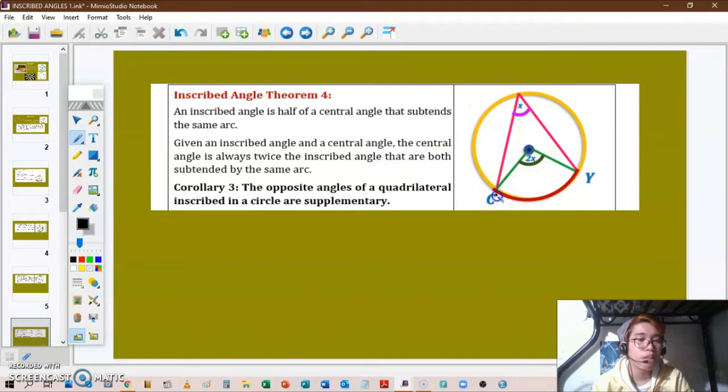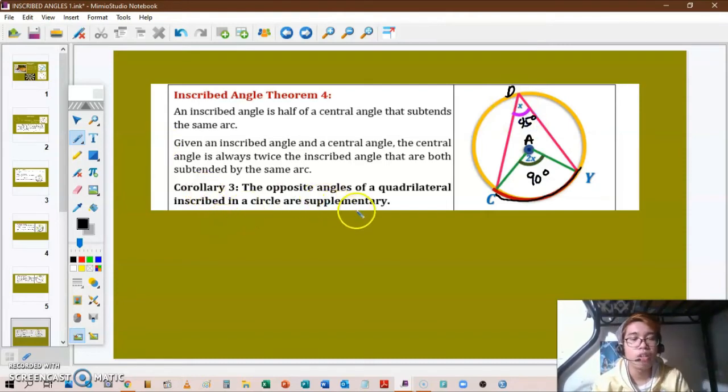Let's say, for example, we have arc CY, and we have point A at the middle. If angle A measures 2x degrees, and we have angle D, then angle CDY measures x degrees. If this is, say, 90 degrees, then angle x here measures 45 degrees. So that's the general theorem.